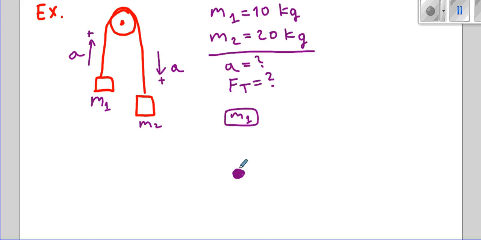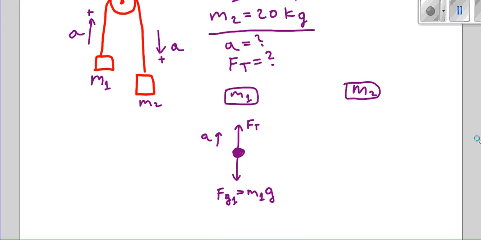For M1, in this case, there are no horizontal forces acting. You only have the vertical ones. So for M1, you have the Ft going up, and you have the Fg. I'll mark it as Fg1, which is M1g in this case, and the acceleration is going this way. And then for M2, it's pretty much the same. So I have a tension force going up. And in this case, it's Fg2 going downwards, and our acceleration would be going in this direction.